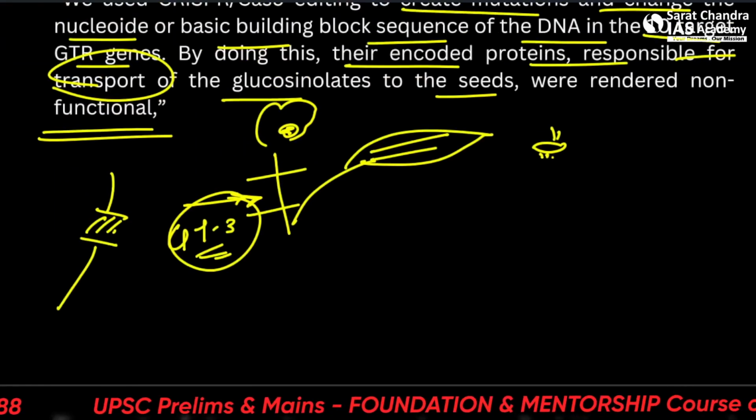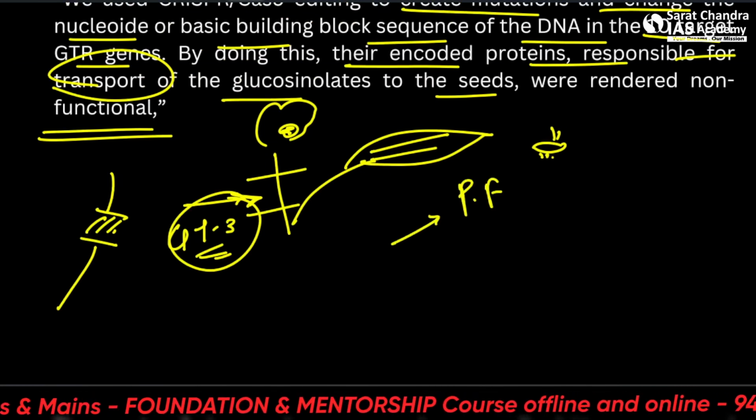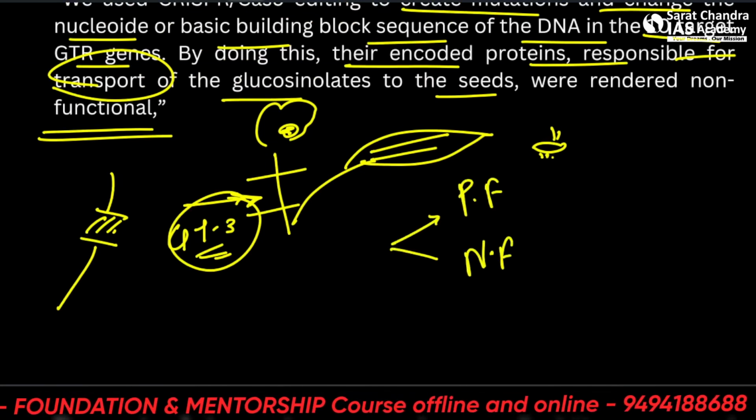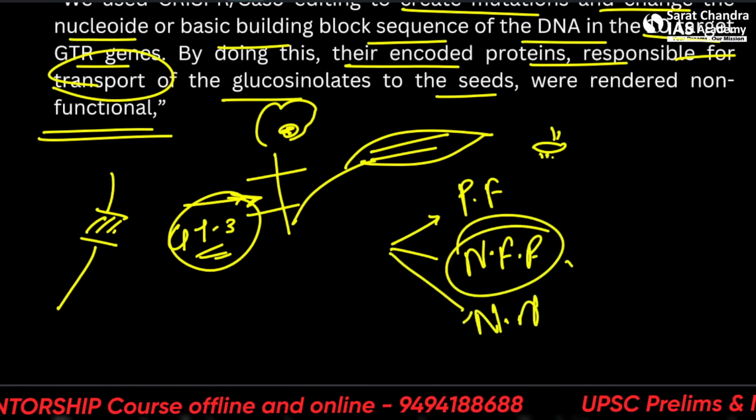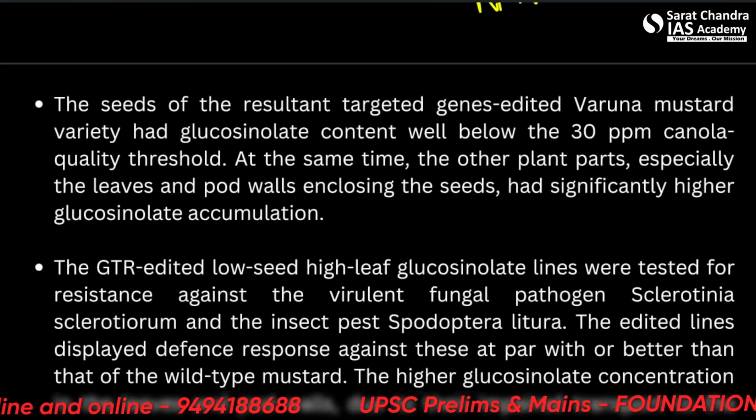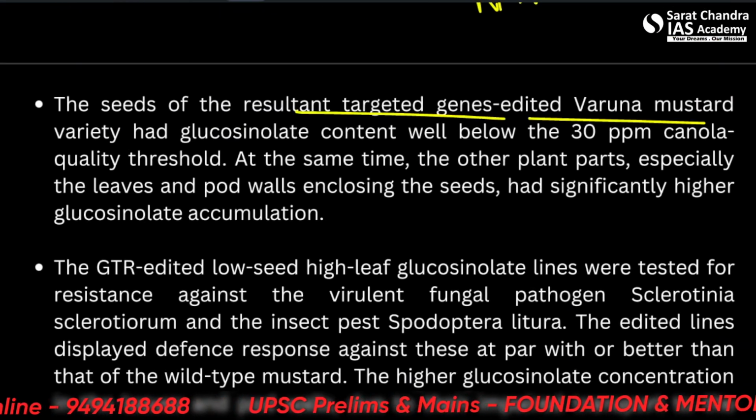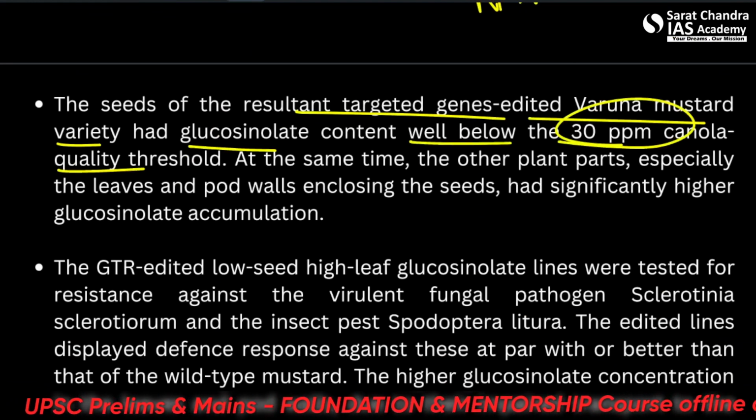There are 3 types of expression of any gene: functional protein, non-functional protein, and no protein. Non-functional protein is often used; it is a protein which is produced but is non-functional. So the seeds of the resulting gene-edited Varuna mustard have glucosinolate content well below the 30 ppm canola quality threshold. So we have achieved this.